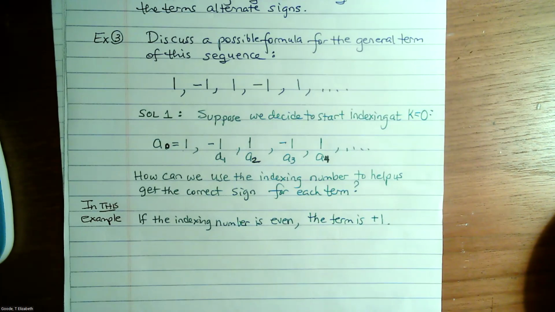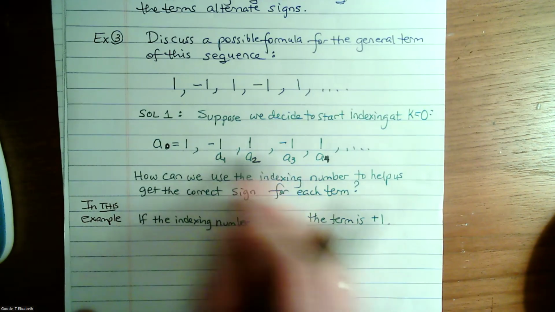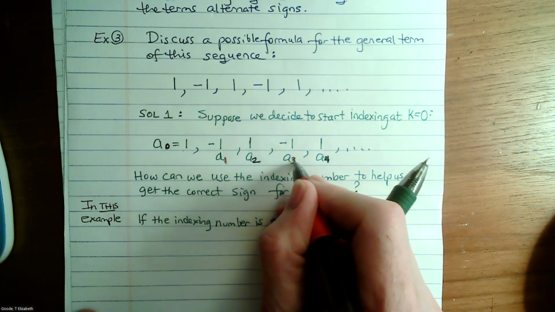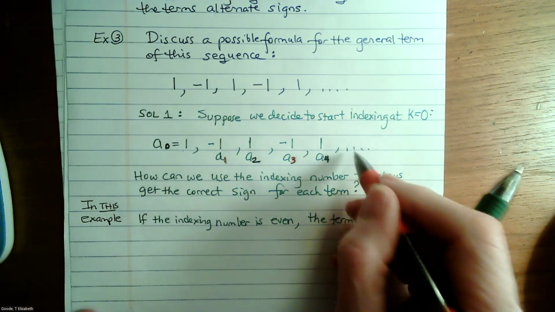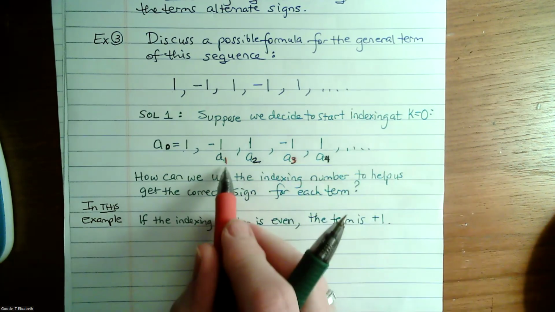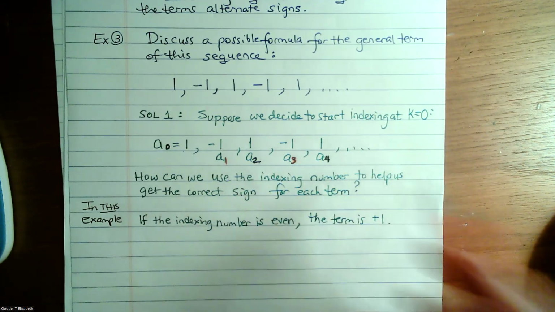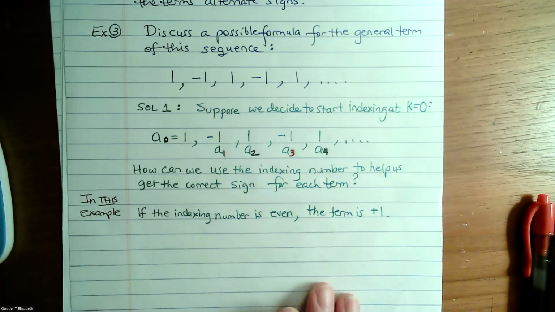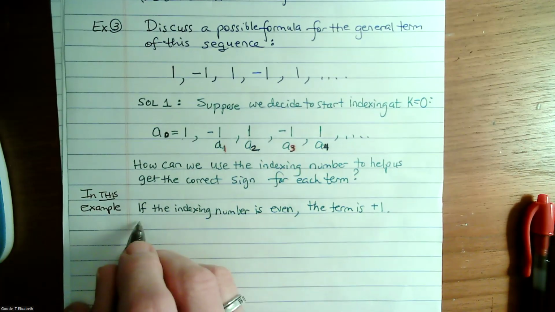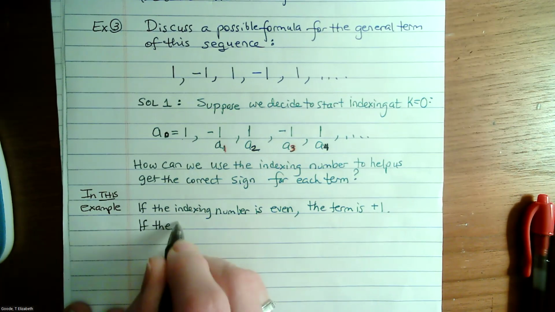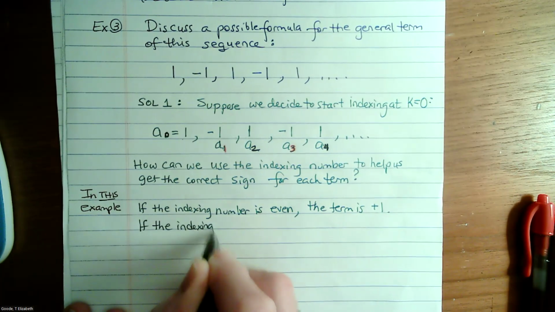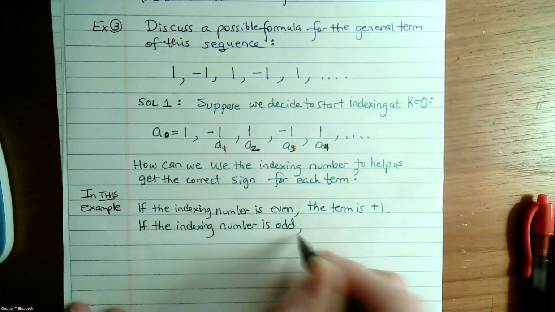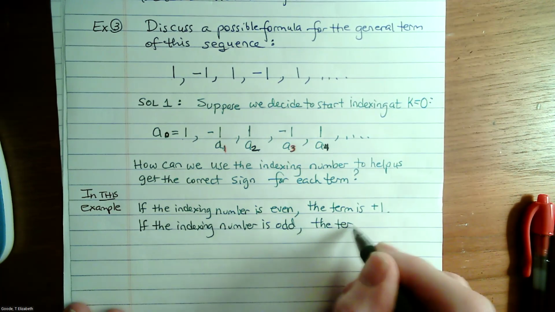But if we look at the terms that are negative, the indexing number is 1 and 3. And of course, a sub 5 would be negative 1. So 1, 3, 5, 7. It looks like if the indexing number is odd, then the term is negative 1. And that's exactly what's going on in this particular example. And it turns out if the indexing number is odd, the term is negative 1.